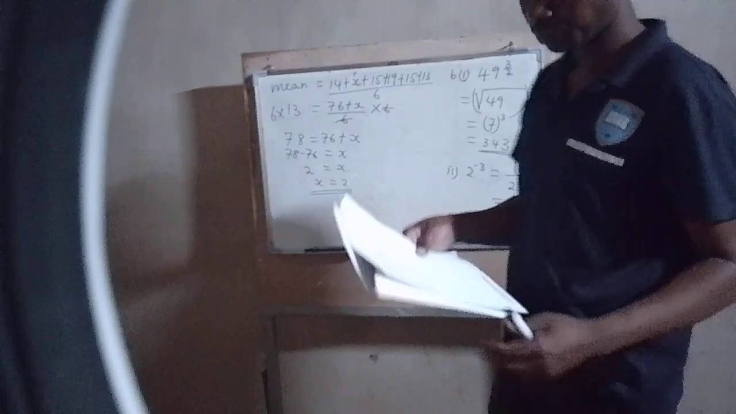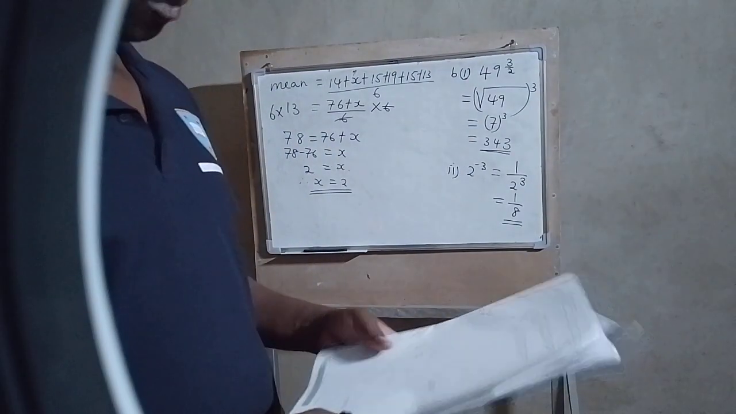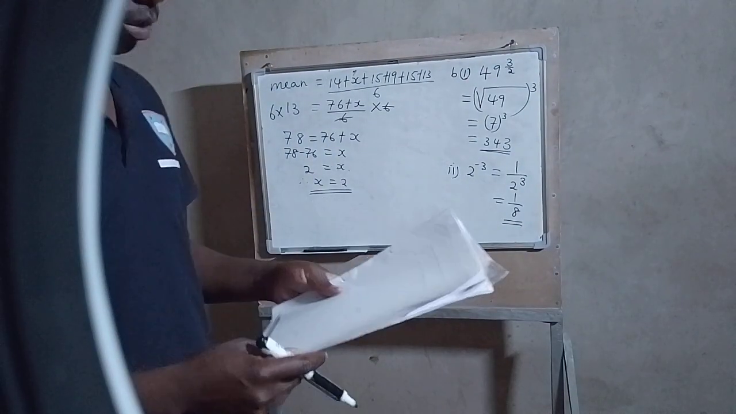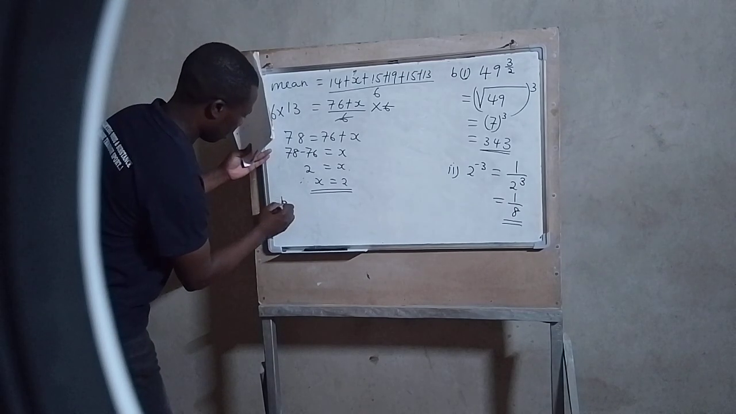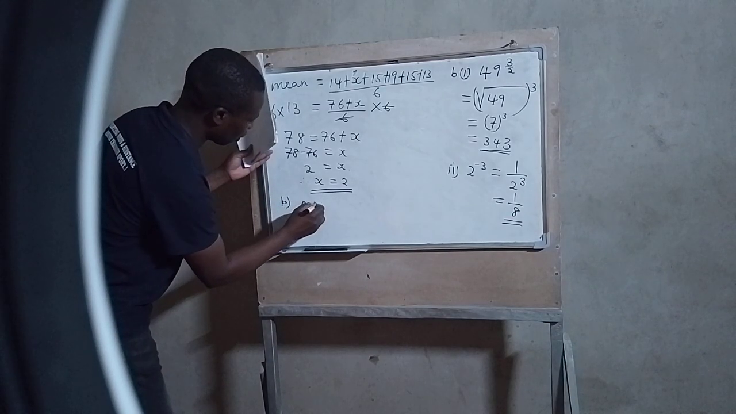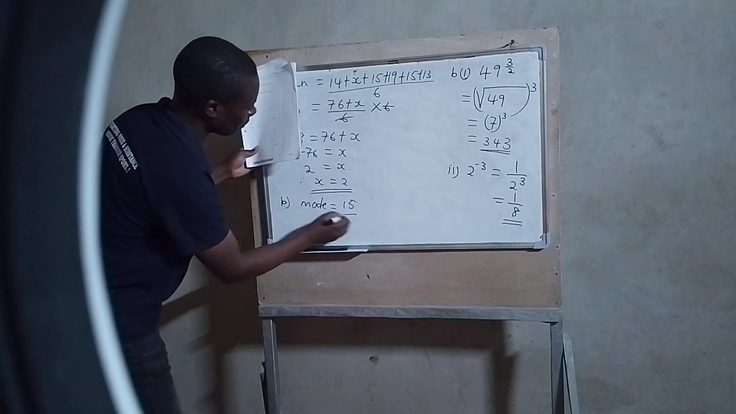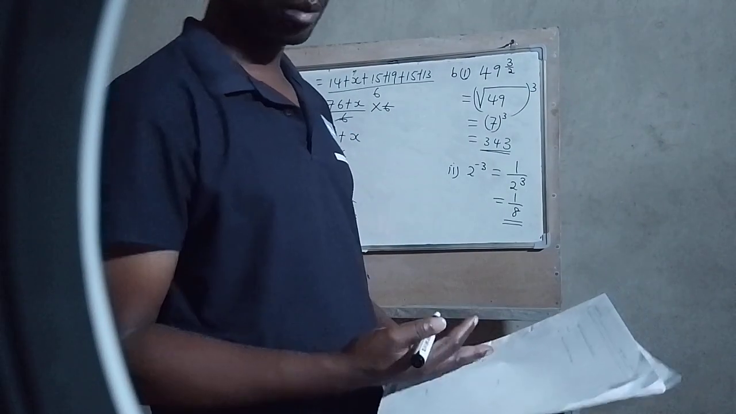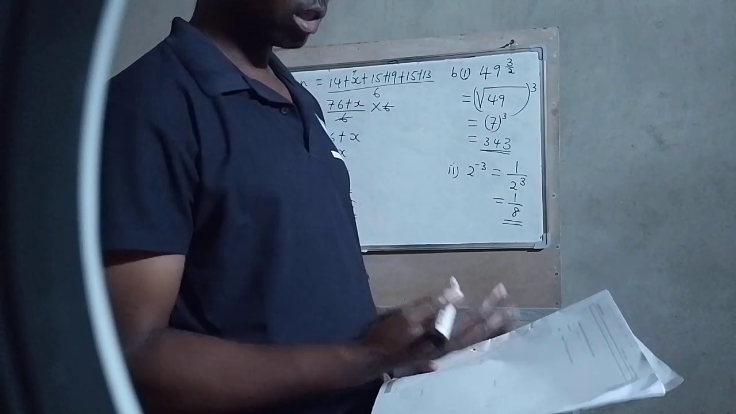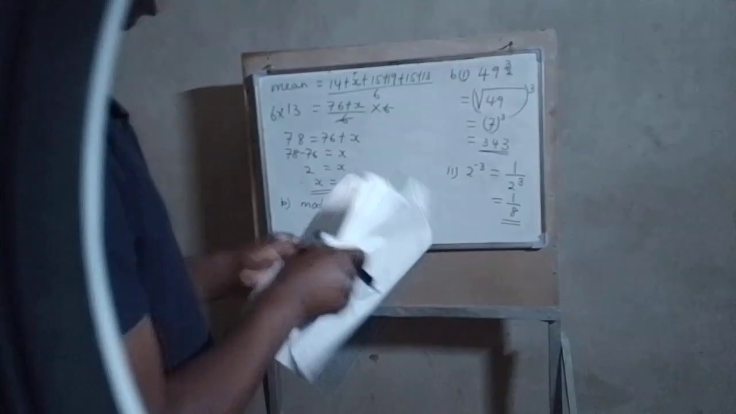Thank you very much. Now, there was also a question on mode. Find the mode. The mode is the most frequent term. So the mode here, we have 2 15s, so the mode is 15. That's the mode, the most frequent term. 15 appears 2 times. So that's our mode. Thank you very much. Now, let's move on.